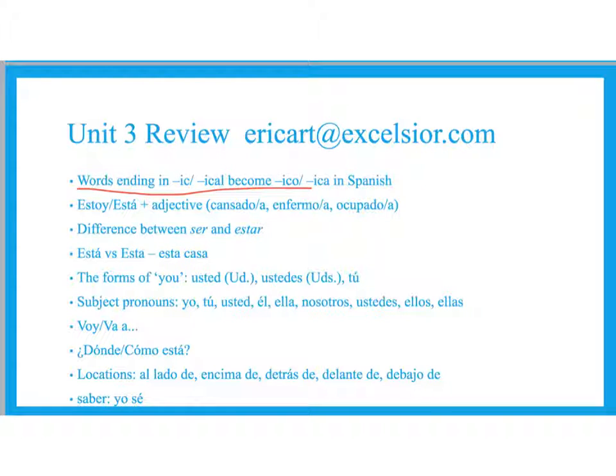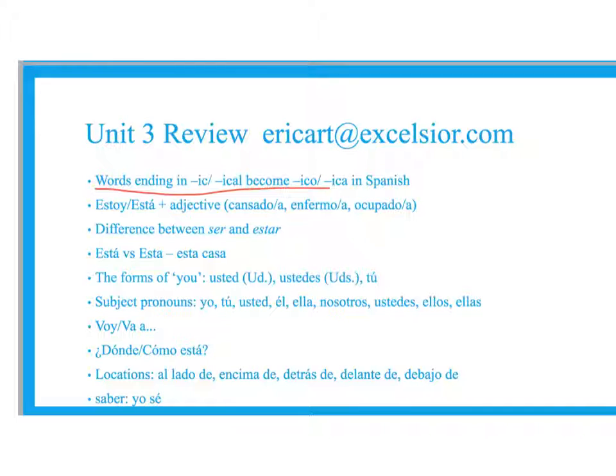You also have estoy and está with adjectives. Estoy and está are from the verb estar, which is the next point down here. This talks about how you're feeling or where you're located. Here are some examples of how you might be feeling: cansado or cansada, tired; enfermo, enferma, sick; ocupado, ocupada, busy. We also had words like bien, estoy bien, I'm doing well. So those are things you can keep in mind. And they use estoy and está as far as we are concerned right now. The verb is estar, by the way.